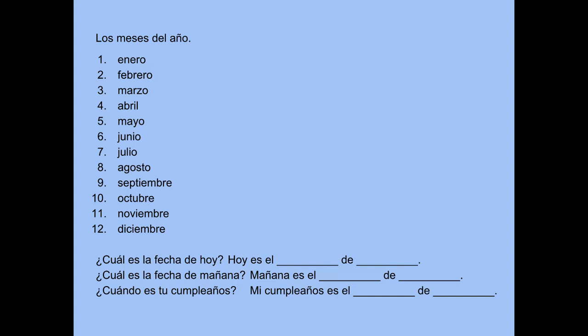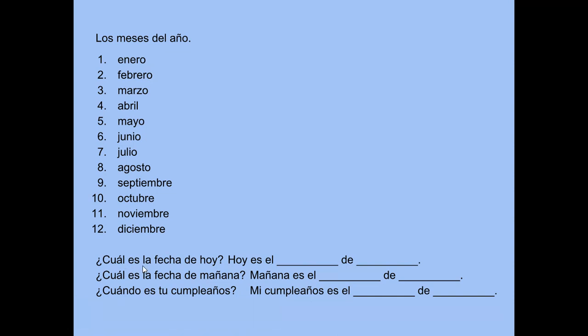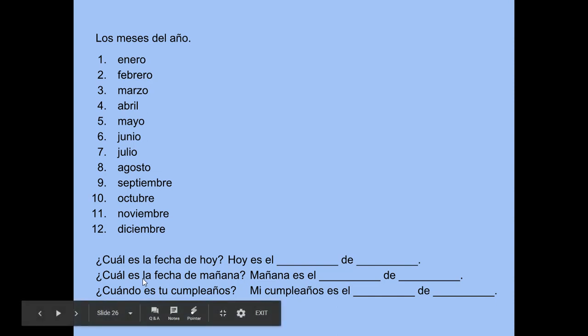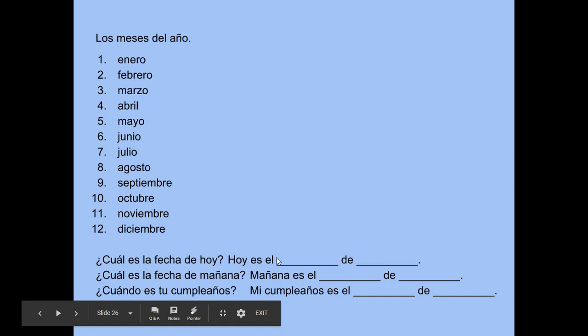Some really important questions that we could use to put these numbers into practice would be questions like, ¿Cuál es la fecha de hoy? What's today's date? ¿Cuál es la fecha de mañana? What's tomorrow's date? ¿Cuándo es tu cumpleaños? When's your birthday? And to give the answer in Spanish, what we'll say is, today is the number of the month.